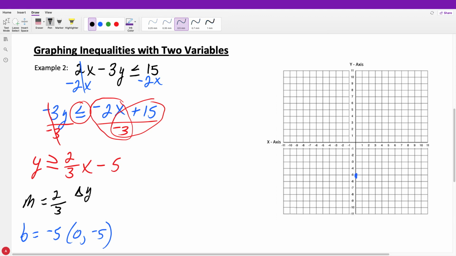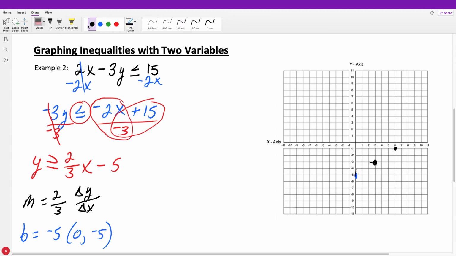My slope is change in y over change in x. So my change in y is positive 2, so I'm moving up 2, 1, 2, and then I'm moving to the right 3, so 1, 2, 3. So there's my next point: up 2, so up 1, up 2, over 3, so 1, 2, 3. There's my next point.